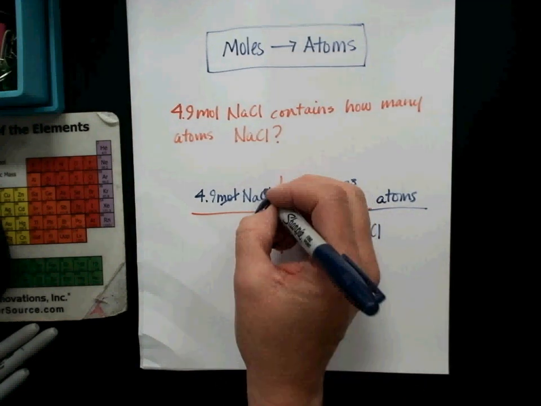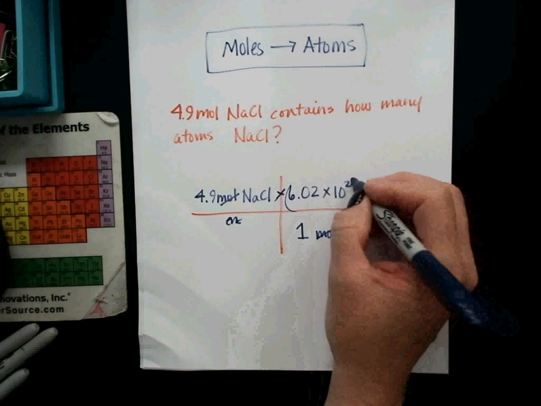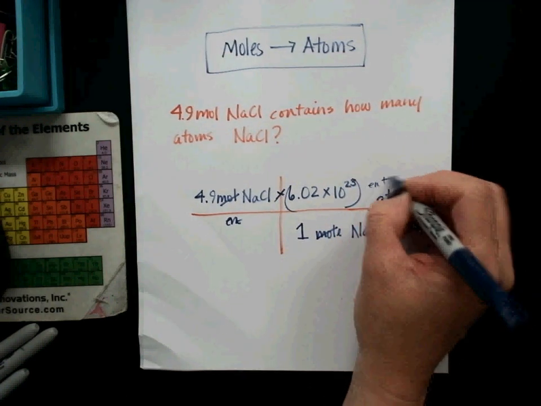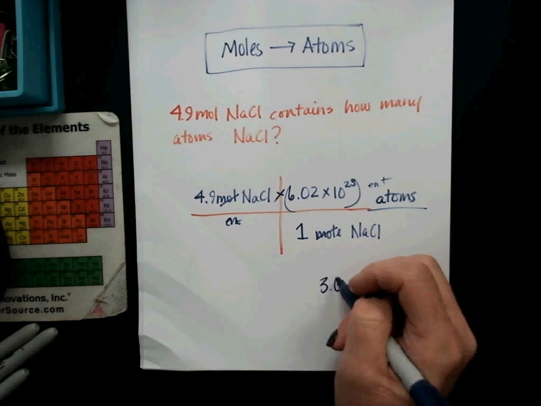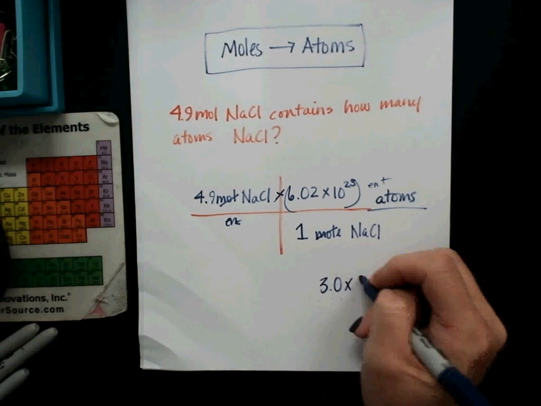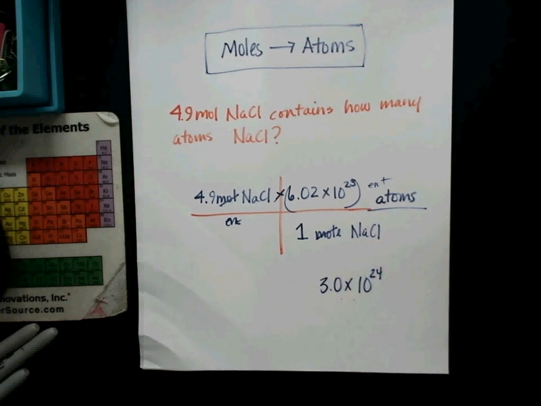And I got something. Wait, times what? 6.02 times 10 to the 23rd. So you put this in, hit enter, then multiply, put this in parentheses and hit enter again. And you should get this, really 3.0 when I round correctly, times 10 to the what? 24th. If you have one of these, follow it to the end.